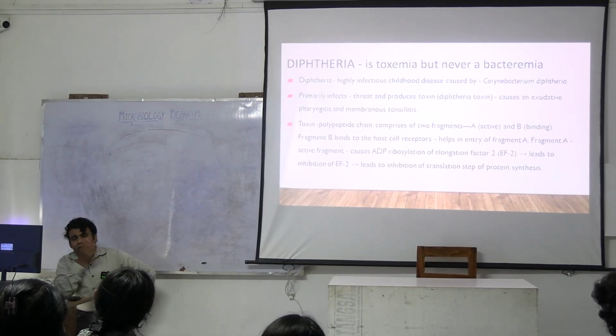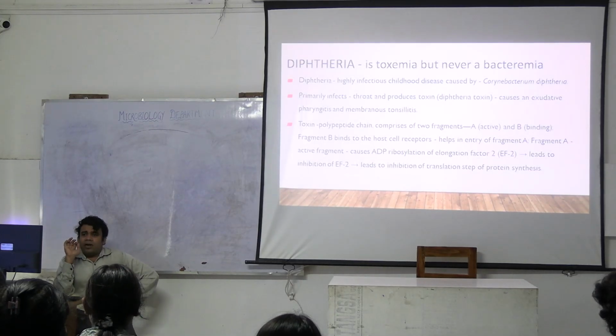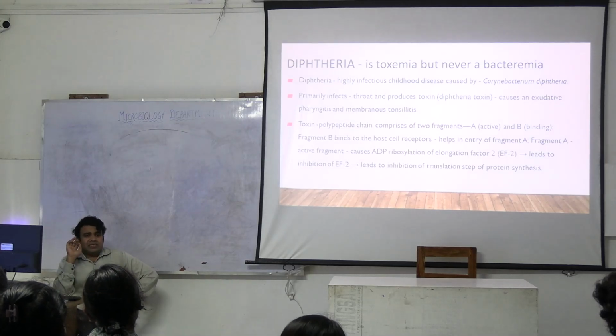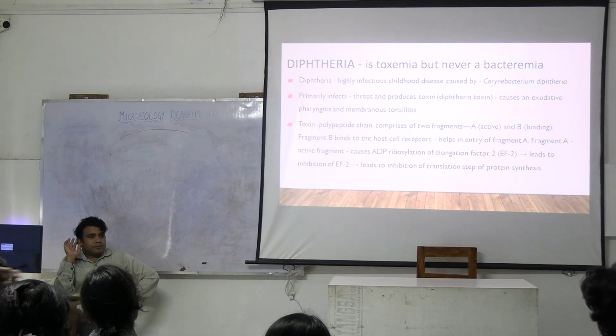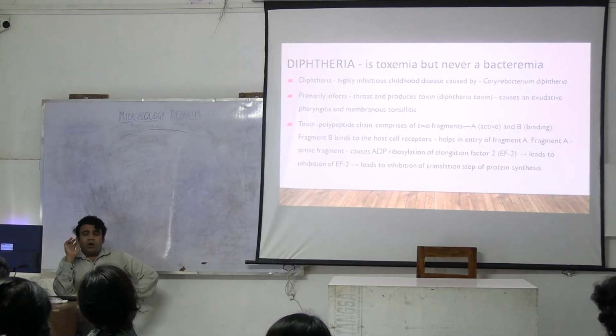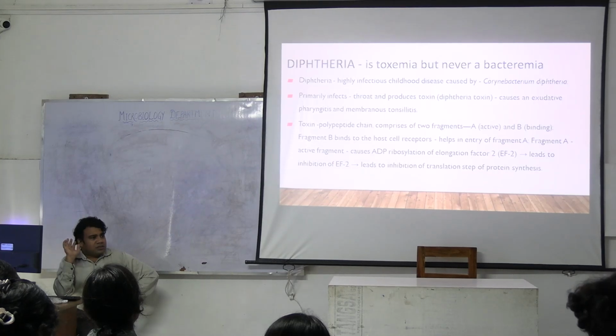What does the A part do? It inhibits the ribosylation of elongation factor in protein synthesis. Bottom line is protein synthesis in human cells is inhibited. What does the diphtherial toxin do? It inhibits protein synthesis.